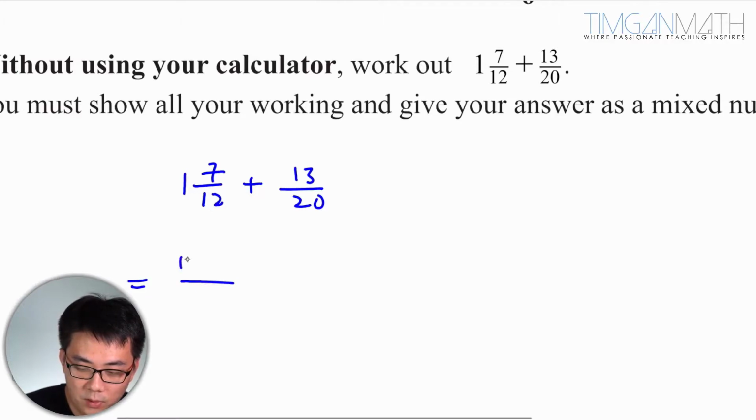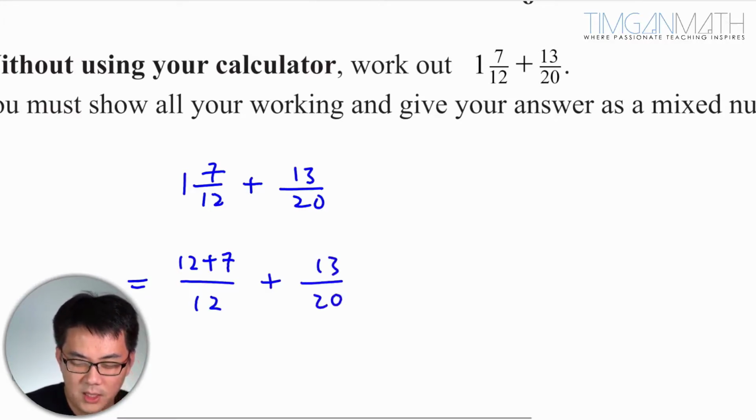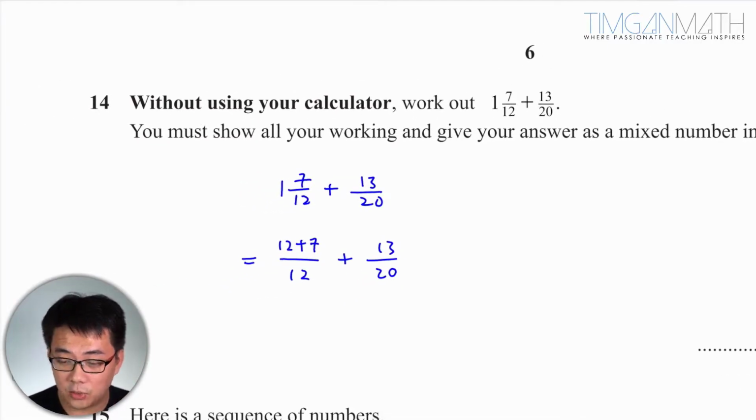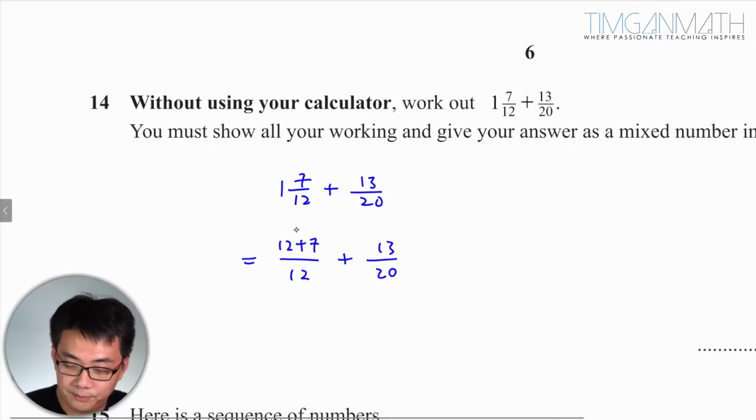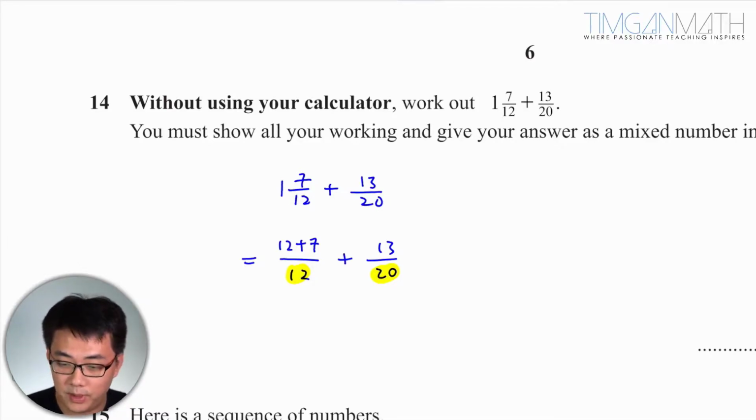So this will just be 12 plus 7 over 12 plus 13 over 20. Okay, then the next thing is you try and find the common denominator here. Using LCM, the lowest common multiple, that would be the easiest.